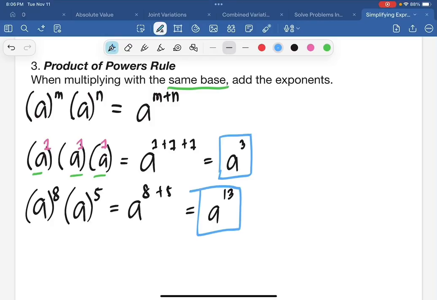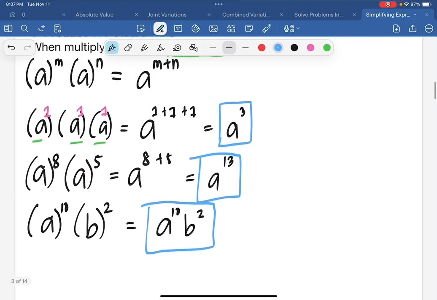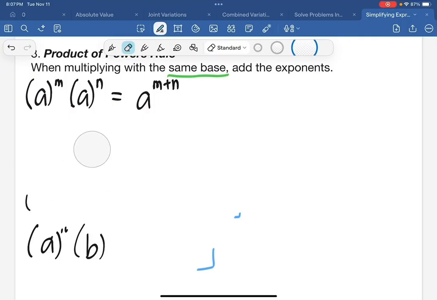Okay. So what if you are given a raised to 10 and then b squared? Based on this, since they don't have the same base, just copy. So a raised to 10 and b squared, then this is your answer. I hope that's clear. Now, I will erase these. So we're done with the variables. Now let's have numbers.